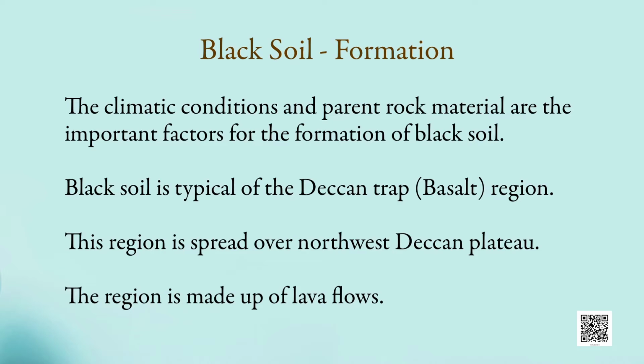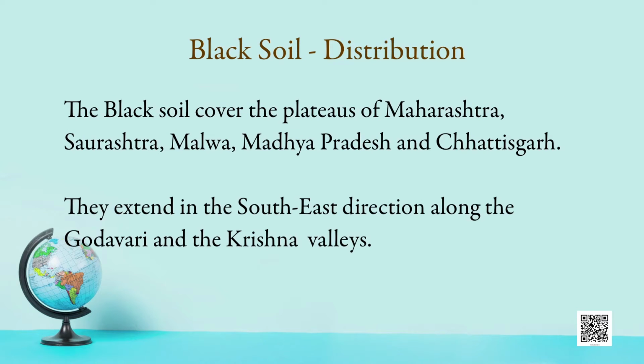Where do we find the black soil? The distribution of black soil is typical of the Deccan Trap, the basalt region. This region is spread over northwest Deccan Plateau and it is made up of lava flows. The black soil covers the plateaus of Maharashtra, Saurashtra, Malwa, Madhya Pradesh and Chhattisgarh. They extend in the southeast direction along the Godavari and the Krishna valleys.